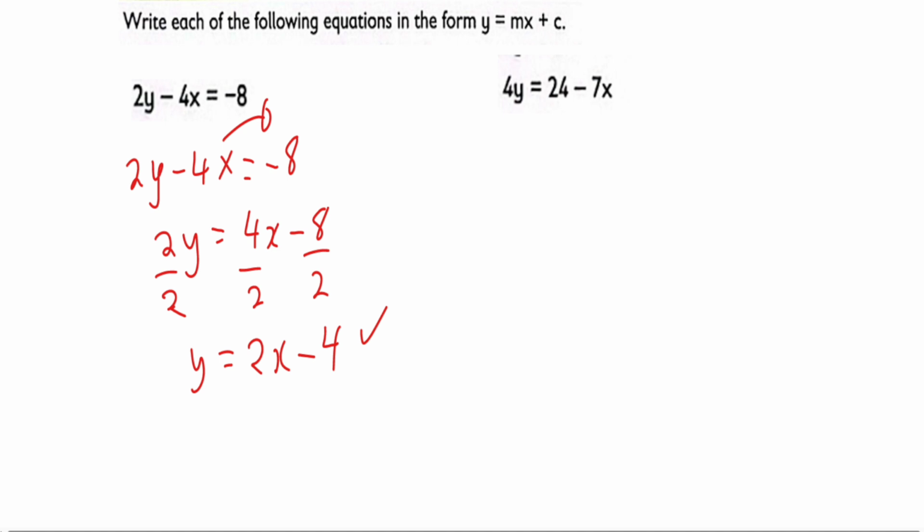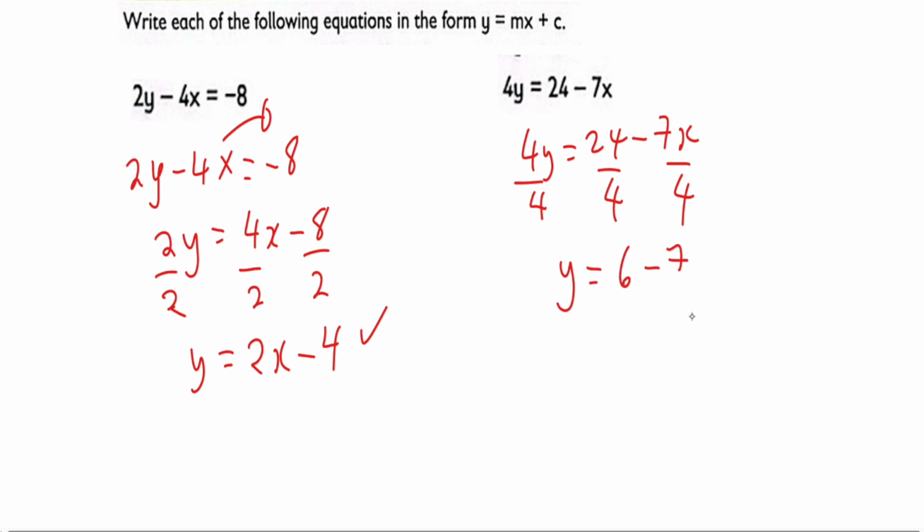Let's try this one. But this one is already very simple. So we have 4y equal to 24 minus 7x. Obviously divide by 4, and you got the answer y equal to 6 minus 7 over 4 x. Also very simple. I think this type of questions should be repeated every time in the KJSEA exams because they are very simple.